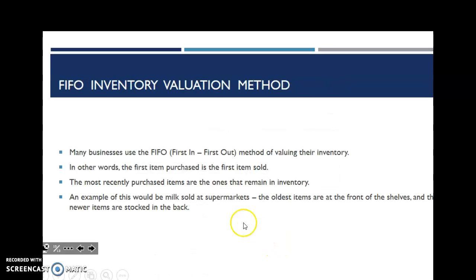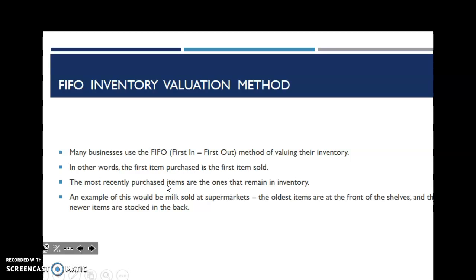The next one is FIFO inventory valuation. So many businesses use FIFO, or first in, first out, to value their inventory. In other words, the first item purchased is the first item sold, and the most recently purchased items are the ones that are still in inventory.